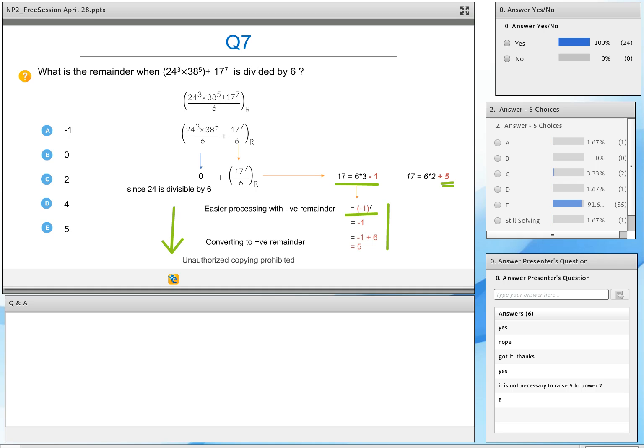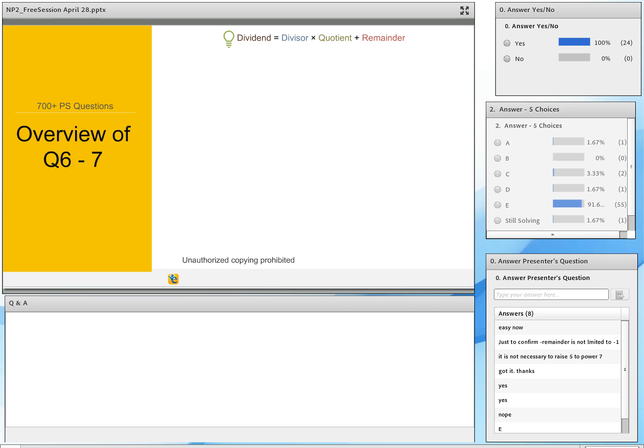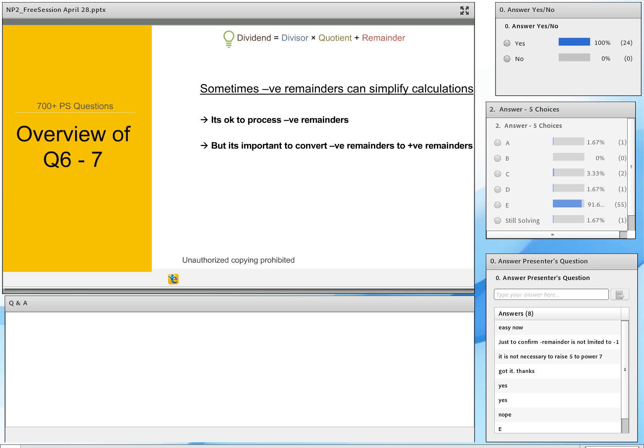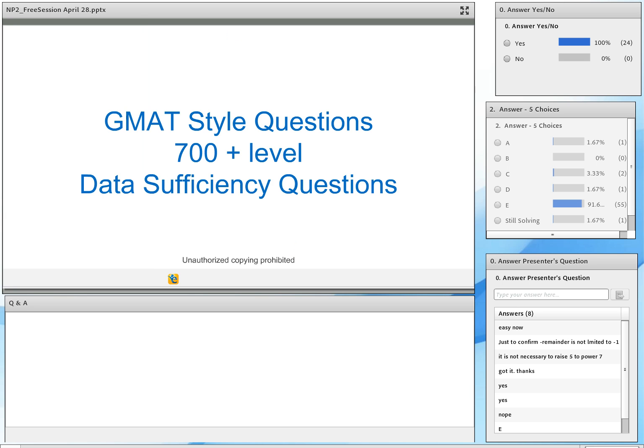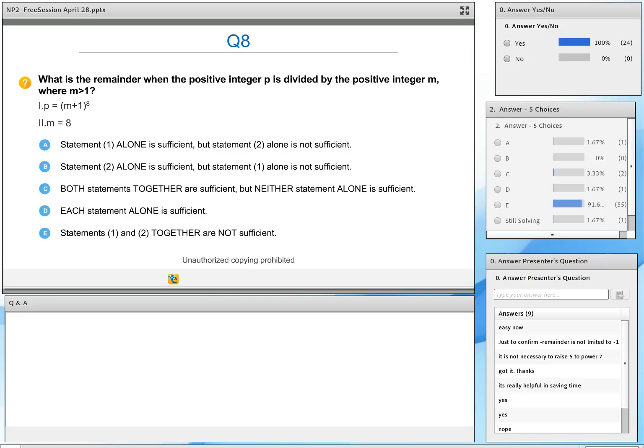Okay, so now let's come back to our initial set of questions. What I'm going to do now is give you a chance to solve these questions once more. Go ahead, click on still solving. These are the questions that you saw up front at the beginning of the session.